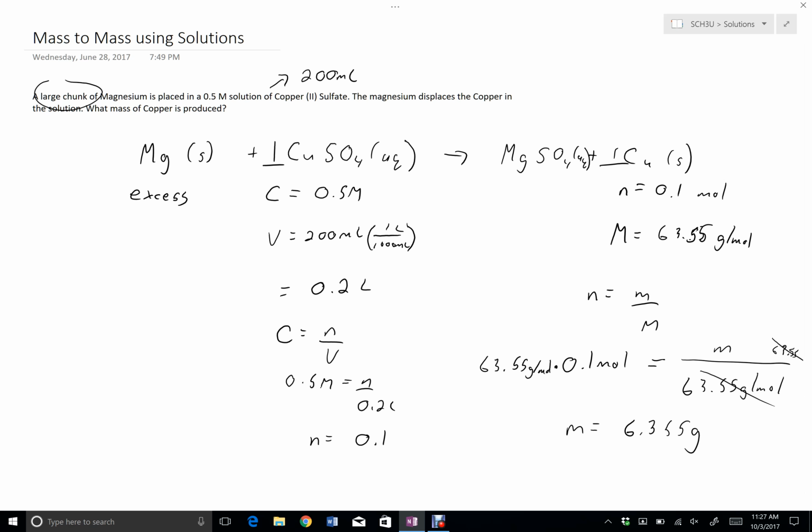So nothing really new here in our mass-to-mass problems. Specifically, the only difference here is we have a new way of finding moles. And beyond that, though, it's the same basic question as before.